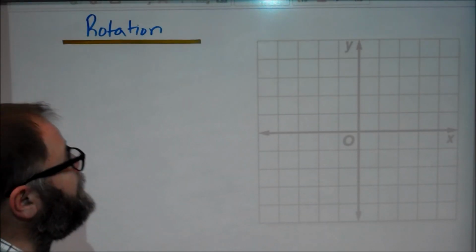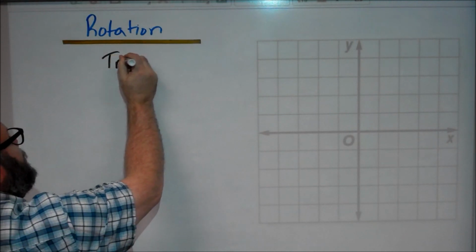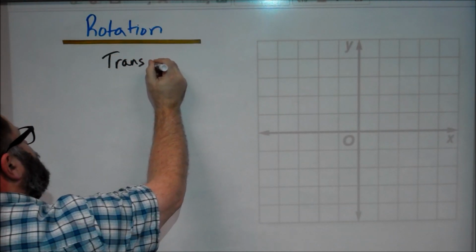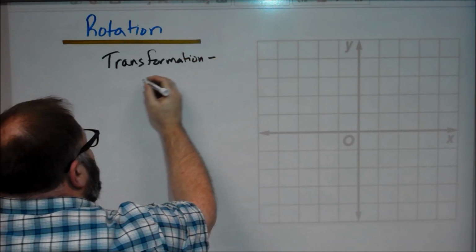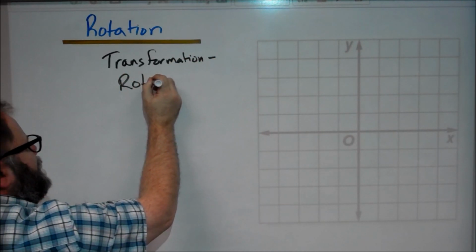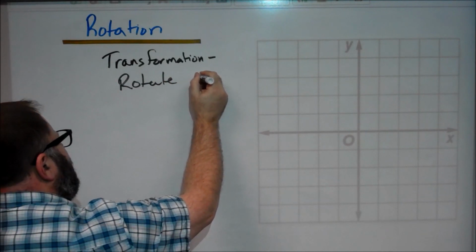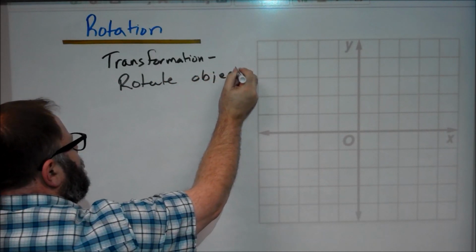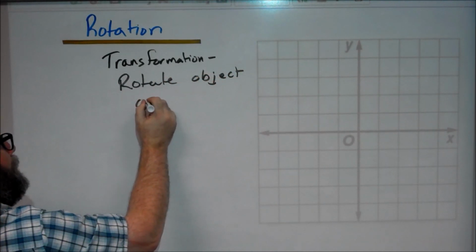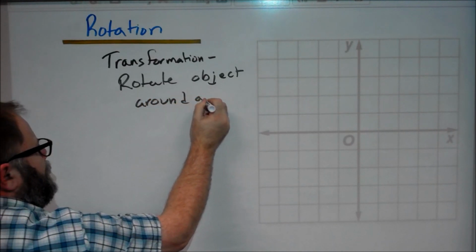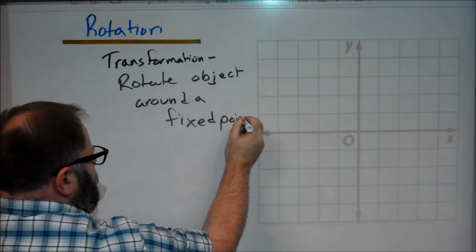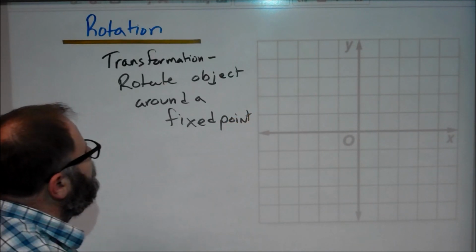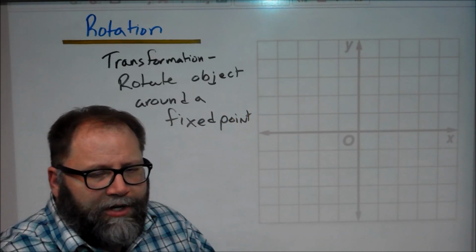Rotations. All right, rotations are a transformation. Our third transformation, where we are going to rotate an object around a fixed point. Rotating an object around a fixed point.